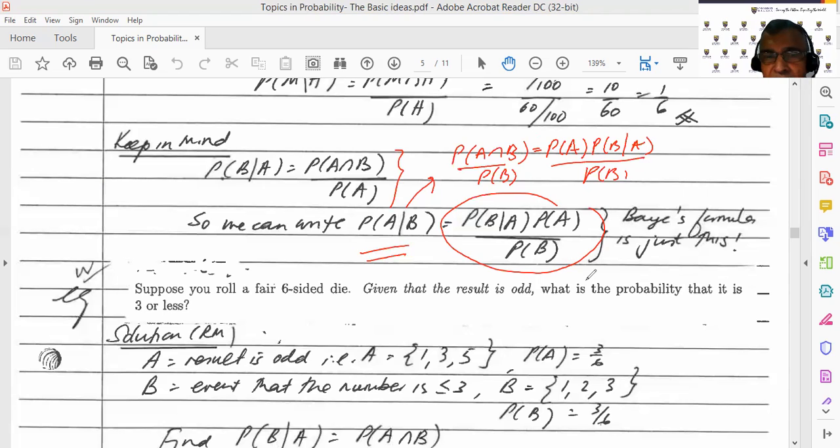Let's look at the next example. Suppose you roll a fair six-sided die.